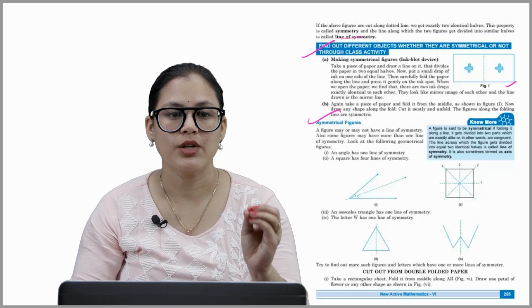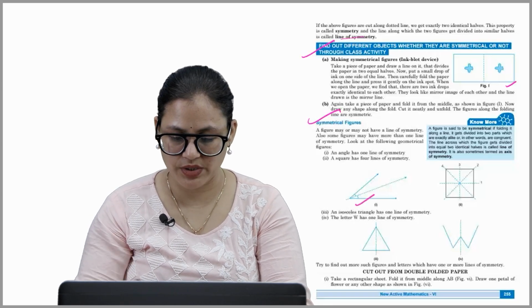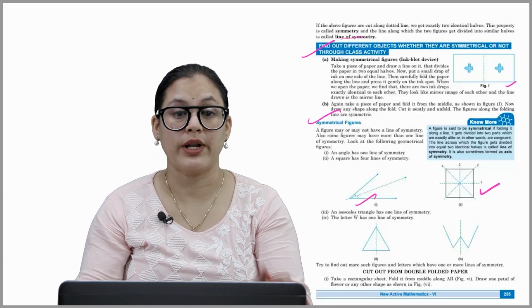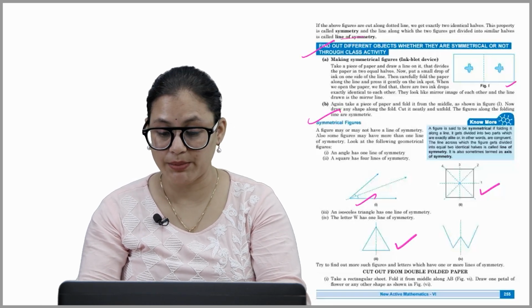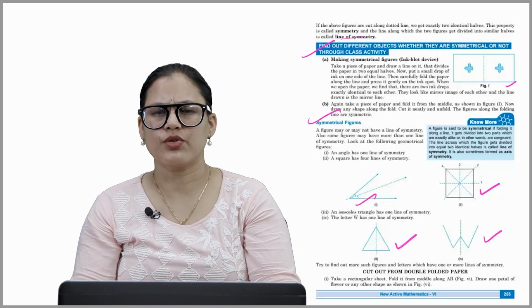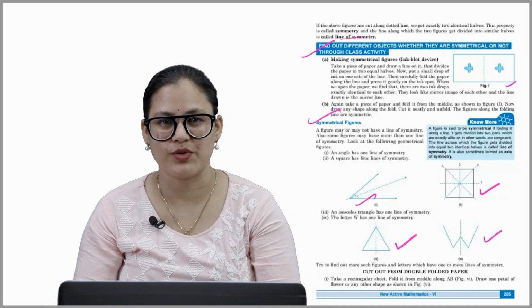Look at the following geometrical figures. An angle has one line of symmetry. A square has 4 lines of symmetry. An isosceles triangle has one line of symmetry. The letter W has one line of symmetry. So try to find out such more figures and letters which have one or more lines of symmetry.